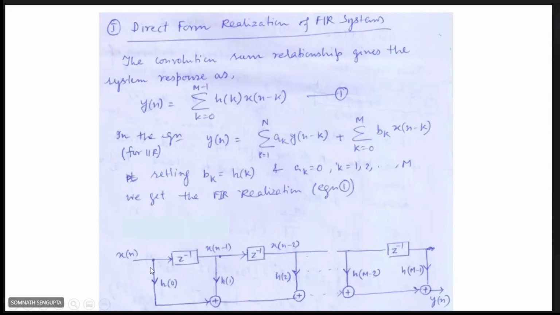So first x[n] is multiplied with h0, then x[n-1] multiplied with h1, so h0 x[n] plus h1 x[n-1], then their result is added with h2 x[n-2], and like that it forms the output y[n]. Okay, so this is one way of representing the FIR system, and it is called direct form realization of the FIR system.